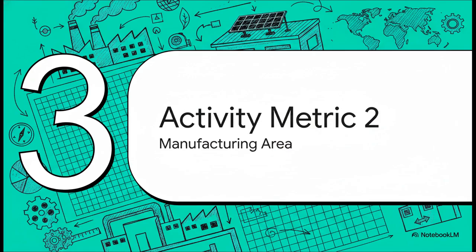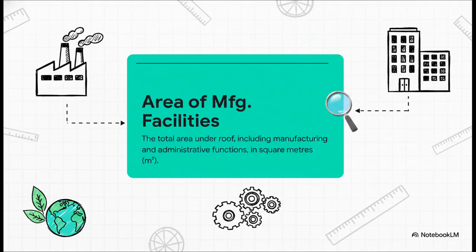Okay, on to the second key activity metric. This one looks at scale from a different angle. It's not just about what they produce, but the physical space they use to do it. We're talking about the total area of their manufacturing facilities. And this is a perfect example of why precision is so important. The standard is crystal clear. This isn't just the factory floor, it's the total area under a roof. That includes the manufacturing part and the administrative spaces like offices, all measured in square meters. This gives us a really complete picture of the company's entire physical footprint.